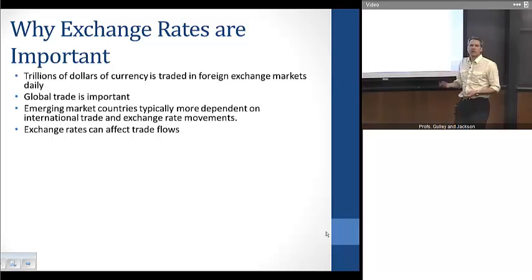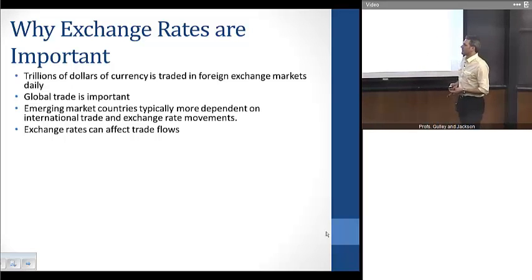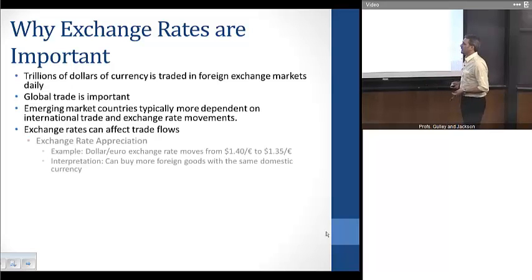As we've seen over the last 10 or 20 years, global trade is important. It becomes increasingly more important as more countries become open to trade. Emerging markets in particular typically are more dependent on international trade based upon just the structure of their economies. And so because of that, they're much more concerned with exchange rate movements. And so not surprisingly, exchange rates can also affect trade flows, as we'll see here in a second.